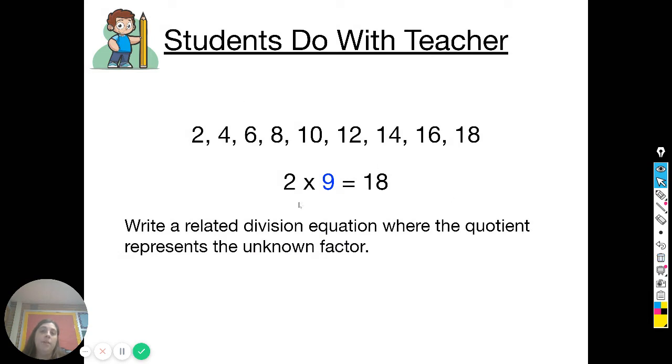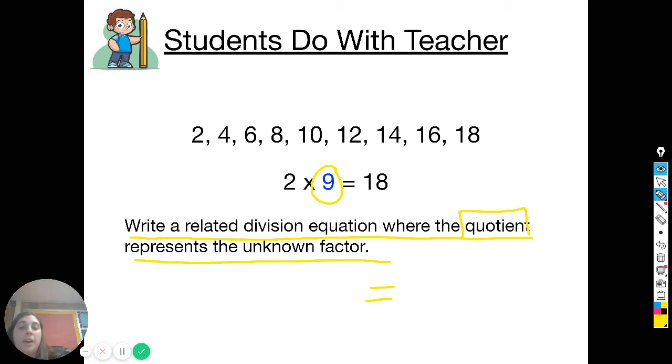There's our skip count again, our problem that we solved. And it says, write a related division equation where the quotient represents the unknown factor. So the quotient is our answer, and we want that to be the unknown factor, which is what we didn't know. So blank divided by blank equals 9. Go ahead and write that on your whiteboard and fill in those number answers.